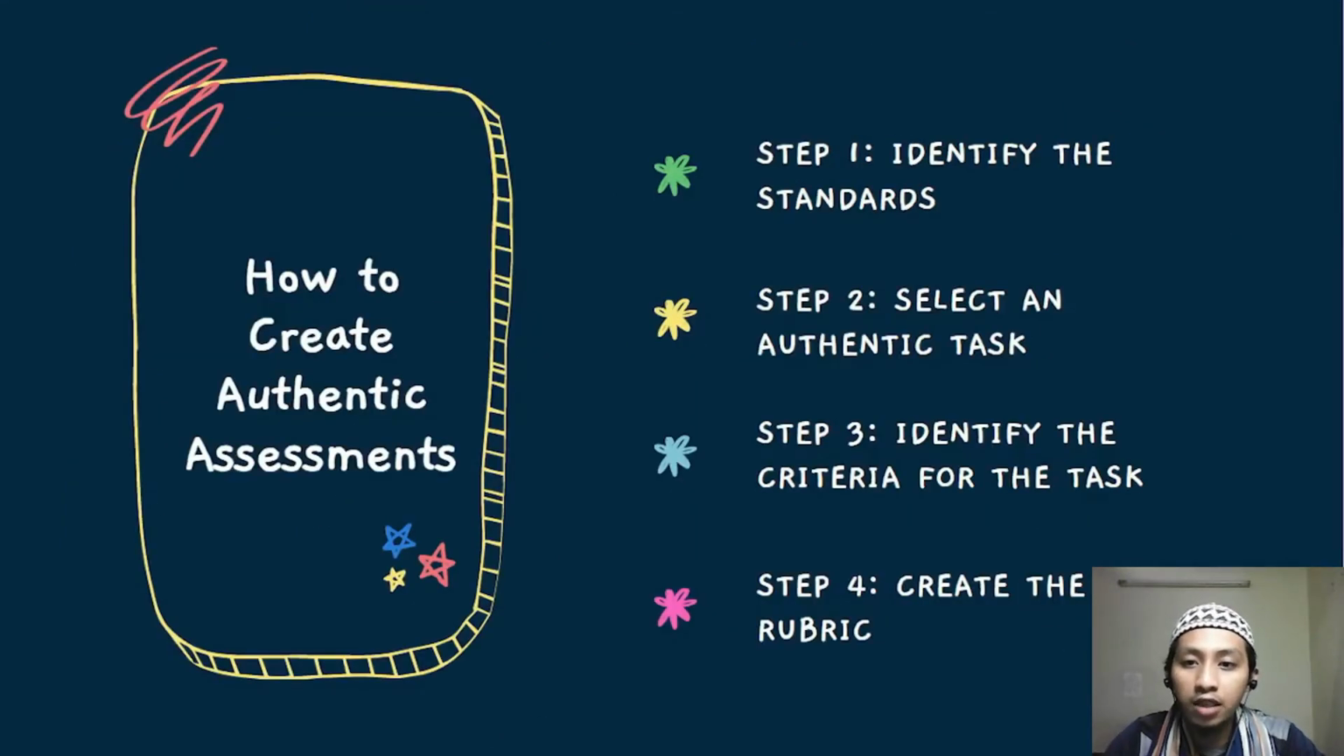There are 4 steps on how to create authentic assessments. The first step is identify the standards. The second step is select an authentic task. Step 3, identify the criteria for the task. And the last step is create the rubric.